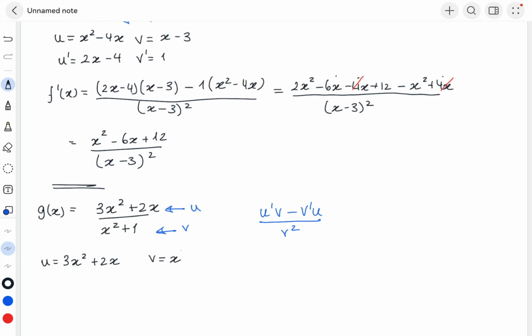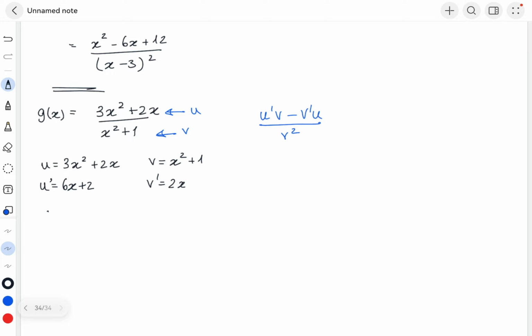Our v is x squared plus 1. The derivative of u here is 6x plus 2, and the derivative of v here is 2x. And now we apply u prime multiplied by v minus v prime multiplied by u all over v squared.